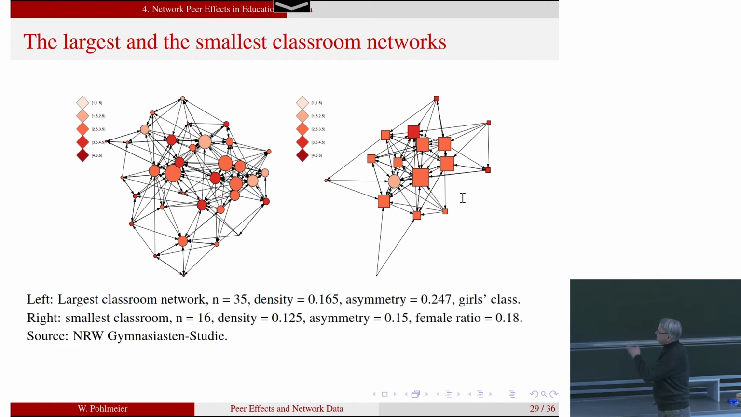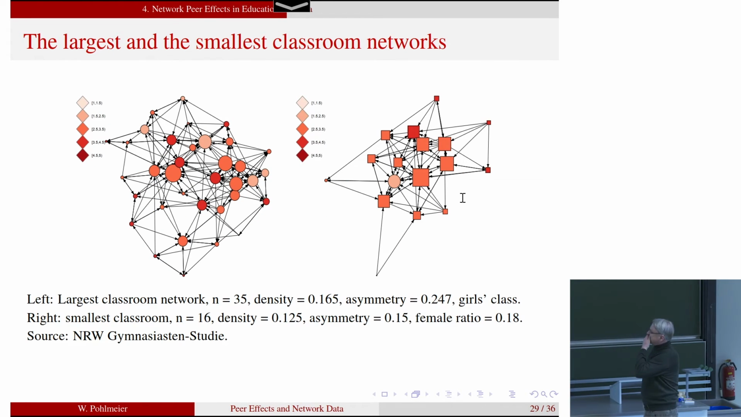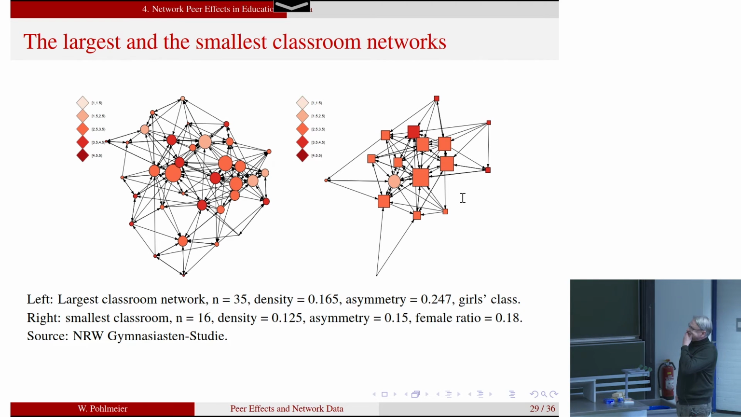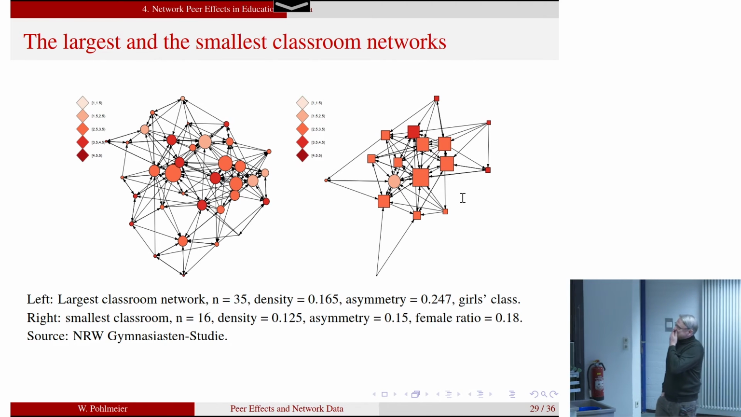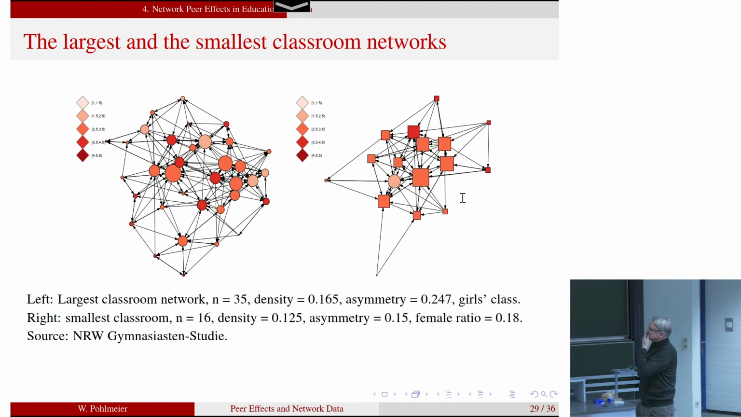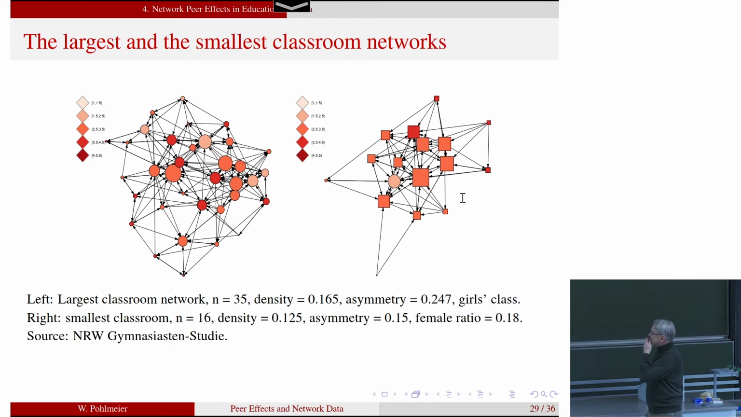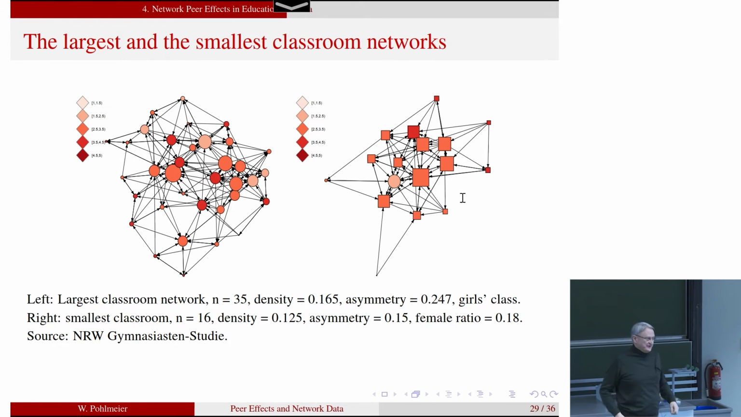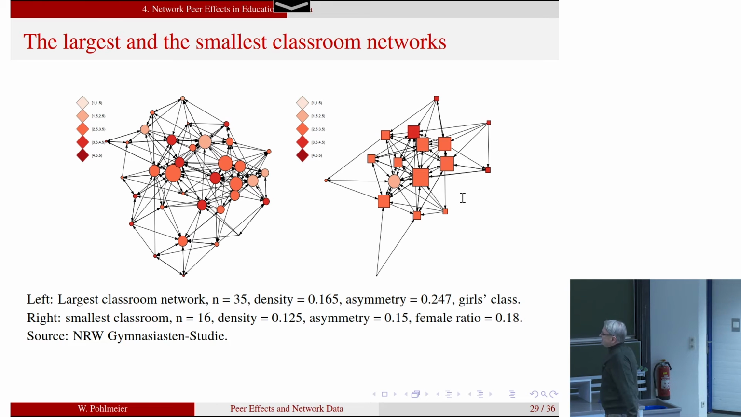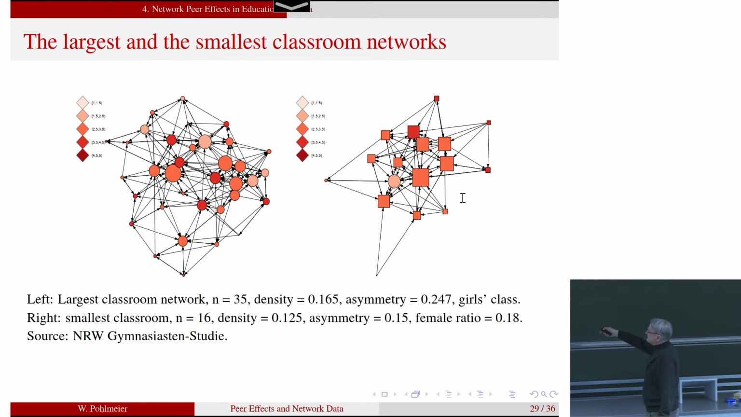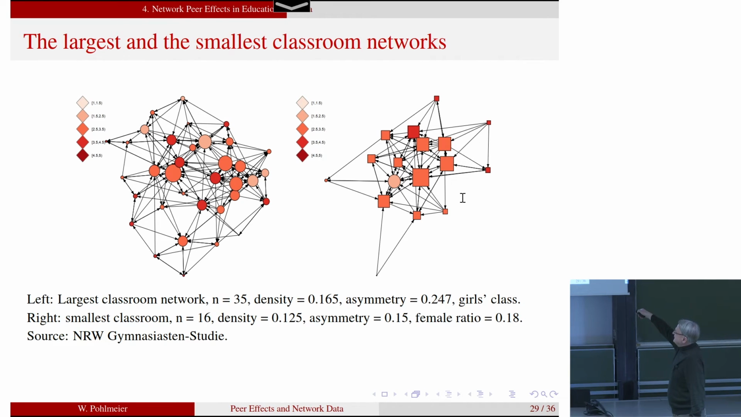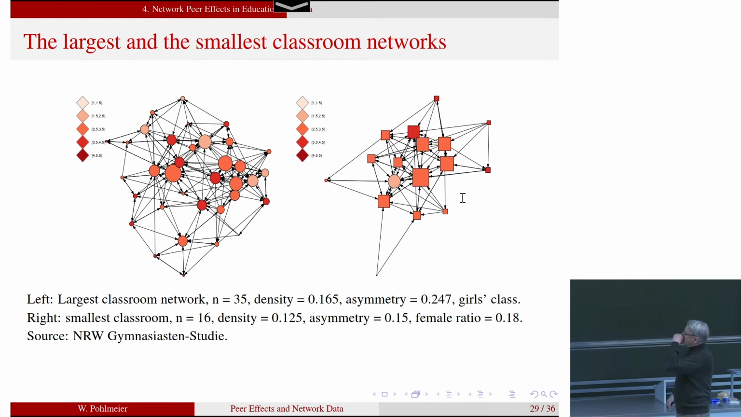And to give you some graphical impression of heterogeneity, here are just the largest and the smallest school class. The circles are girls, the squares are boys. The colors indicate the grades. You see, a dark color means it's a bad student, a light color is a very good student.